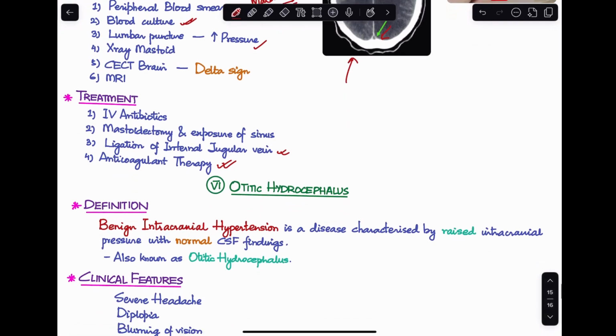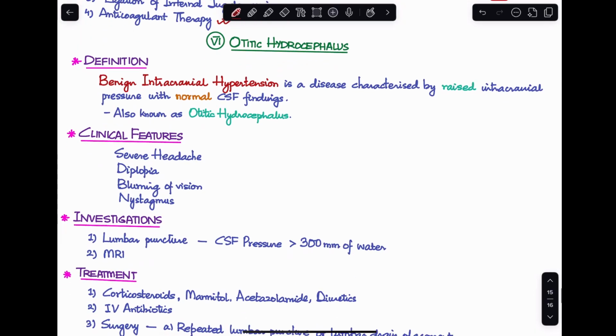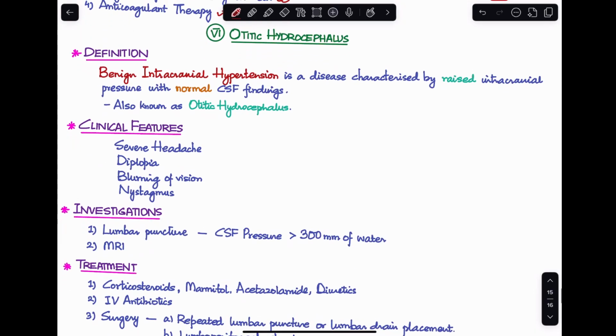The last complication is otitic hydrocephalus. Now, what is otitic hydrocephalus? This is also known as benign intracranial hypertension. This is a disease which is characterized by raised intracranial pressure in the absence of any CSF findings. So you'll have raised intracranial pressure just like in all the other diseases we just studied. But in all of those diseases, we have seen that there's been some abnormality in CSF. Here, however, we'll find normal CSF findings.